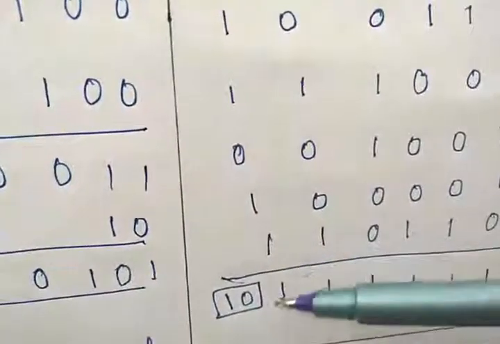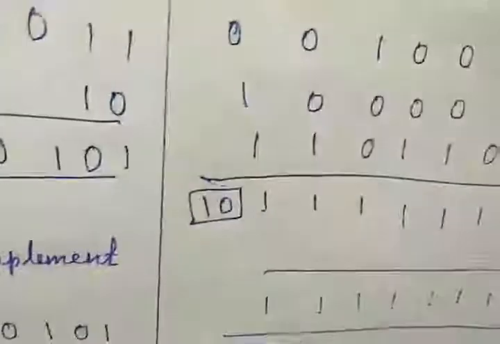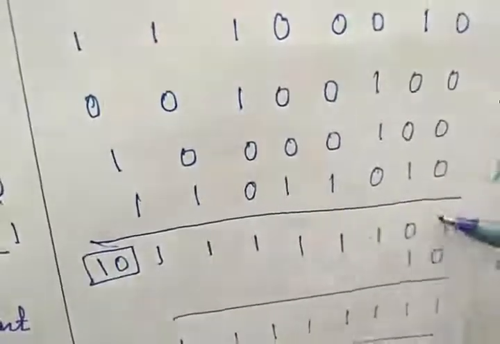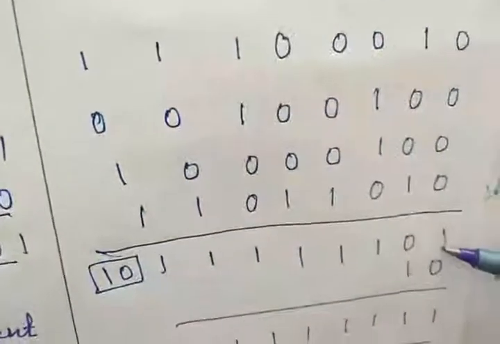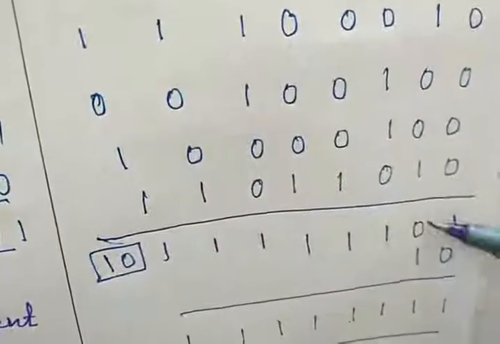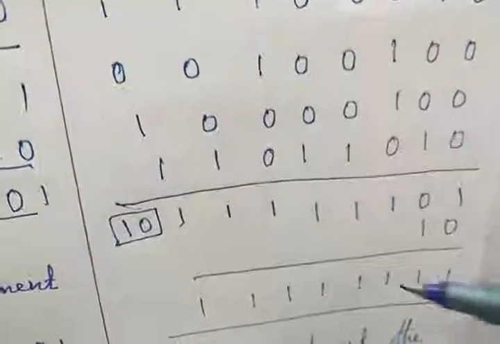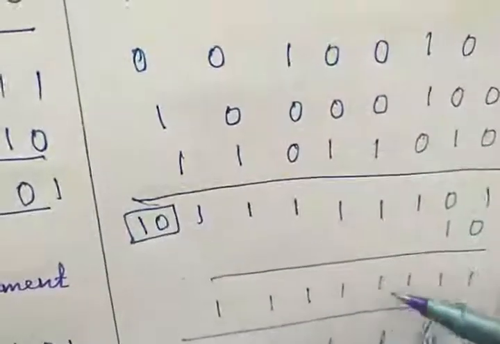So here 1, and the carry is 10. This 10 should be added to the result. Now do the arithmetic operation: 1 plus 0 is 1, 0 plus 1 is 1. The other terms are unchanged. Finally we got 1 1 1 1 1 1.